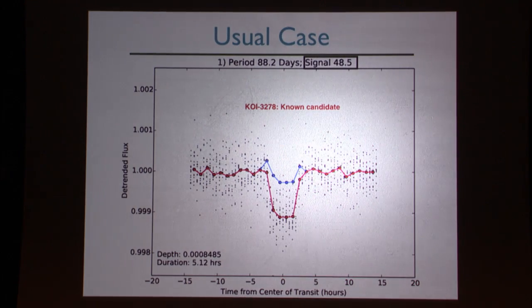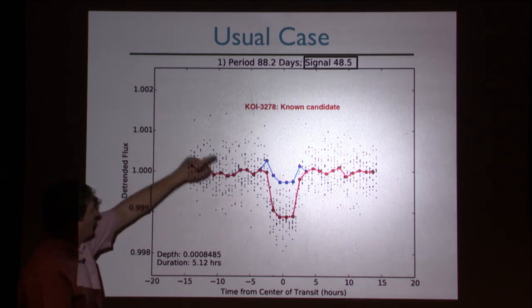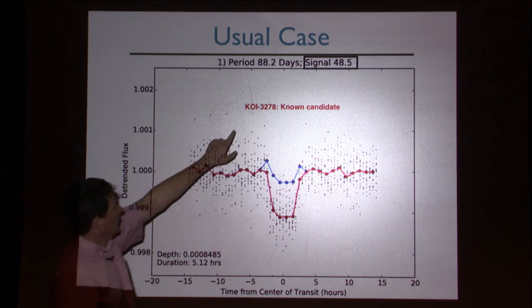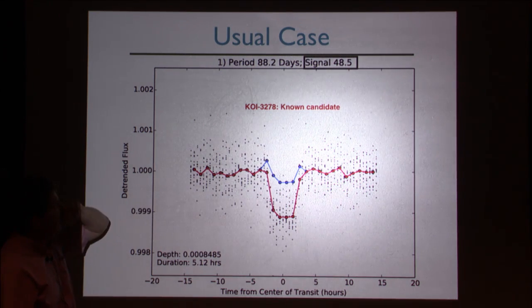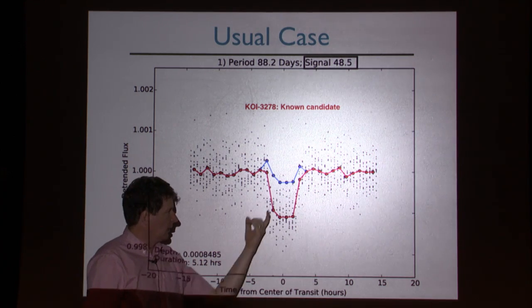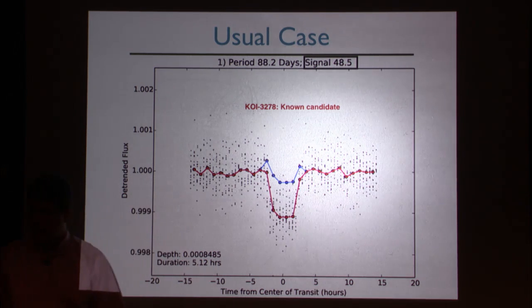The usual case when you run the Katz periodogram, you fold it, realign the transits, is you get something that looks like this. So this shows an already known KOI from the Kepler catalog, KOI 3278, very high signal to noise in total, period of 88 days. And this shows the realigned transit centers in hours. So this transit lasts about 5 hours.